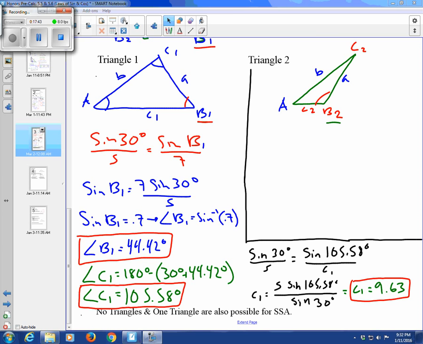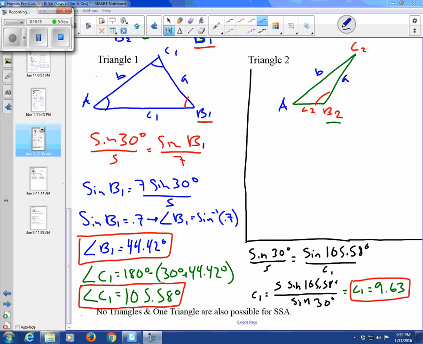Okay, so solving for B1, we can go ahead and solve for sine of B1. That'll give us sine of B1 equals 0.7. And then applying inverse sine to both sides, we get angle B1 as 44.42 degrees. Then we can say angle C1 is going to be 180 minus the sum of the other two angles, which gives us angle C1 as 105.58 degrees.